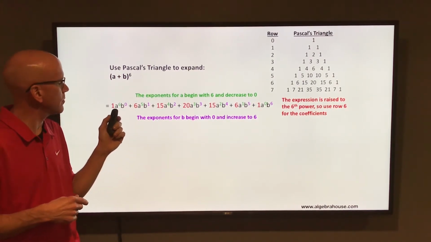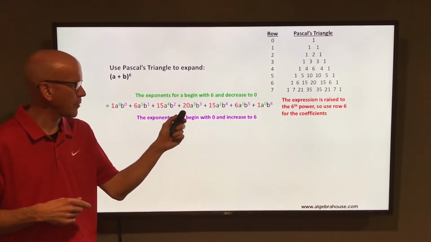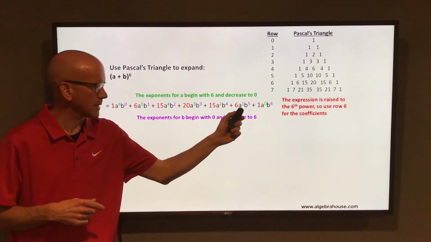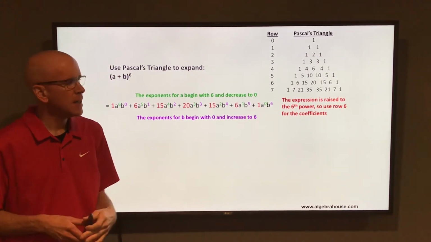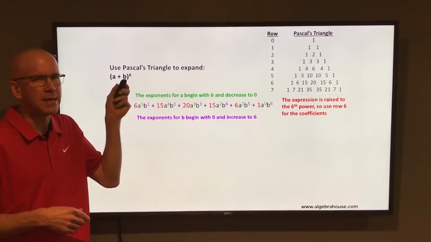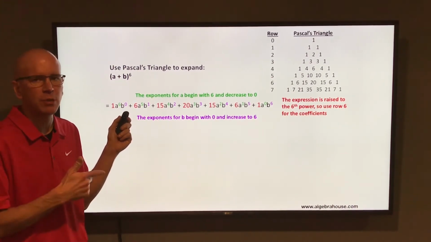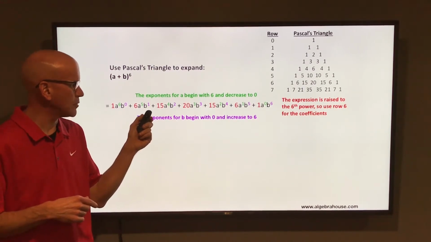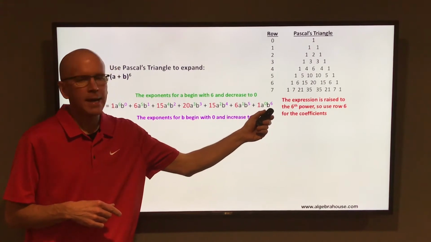Then you start the a off, the first term of the binomial, you start that off to that power. So you start the a off to the sixth power, and then a to the fifth, a to the fourth, a to the third, a to the second, a to the first, and then the last term would have a to the 0. And then the second term of the binomial, b, you start that off in the opposite direction. So you start b off to the 0 power, and then b to the first, b to the second, b to the third, b to the fourth, b to the fifth, and b to the sixth.